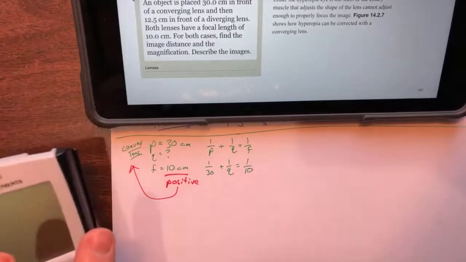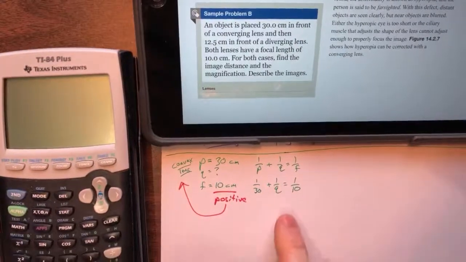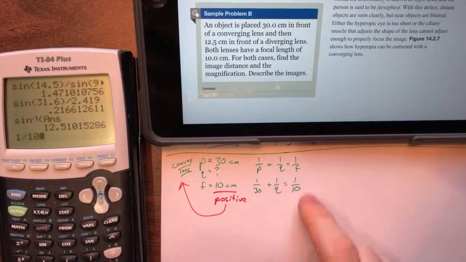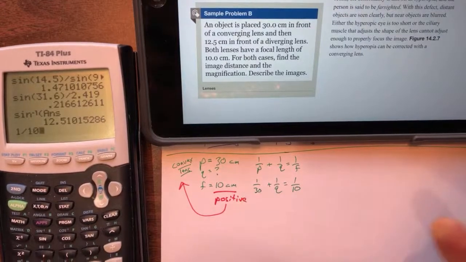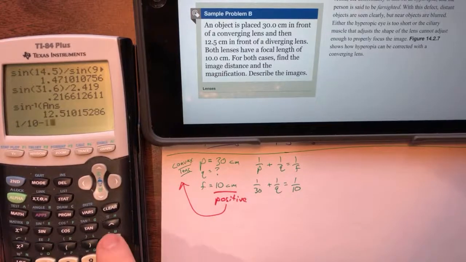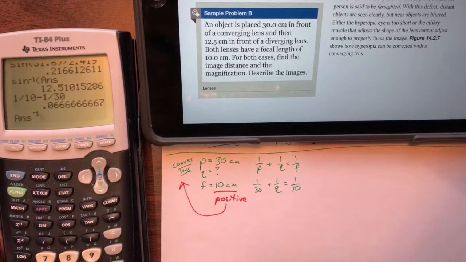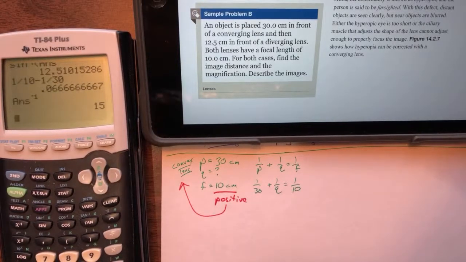Next, let's do the calculation. We have 1 over 10, and we subtract 1 over 30 from that, which is going to be 2 over 30. Anyway, 1 over 10 minus 1 over 30 is this, and then we take the inverse of that by doing x to the minus 1. Is F always positive for a converging lens? Yes. F is always positive for a converging lens and always negative for a diverging lens. Always, always, always.